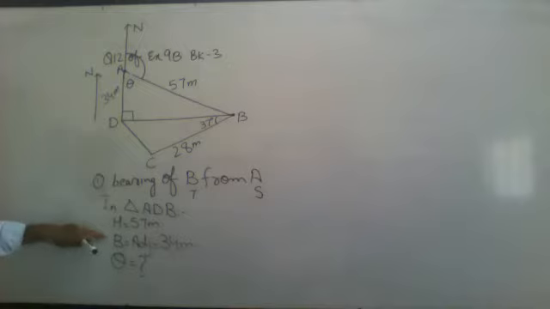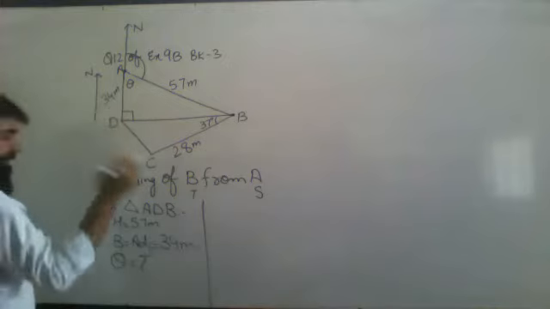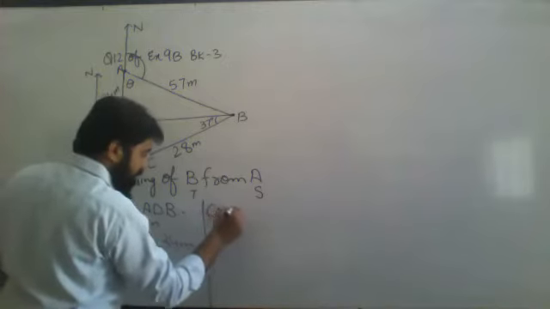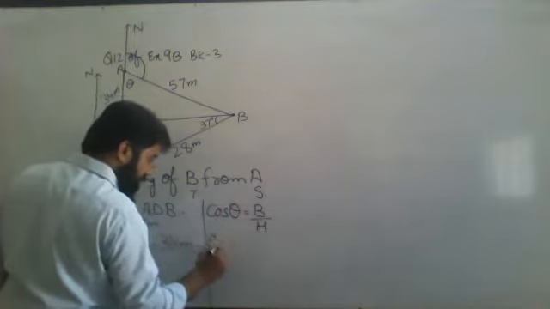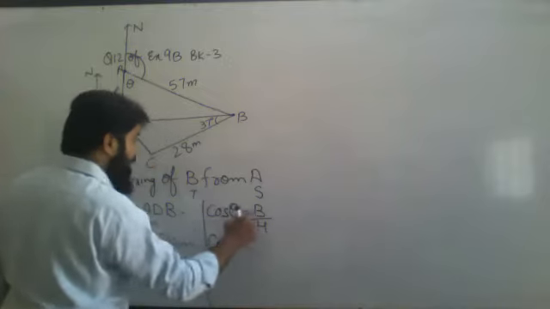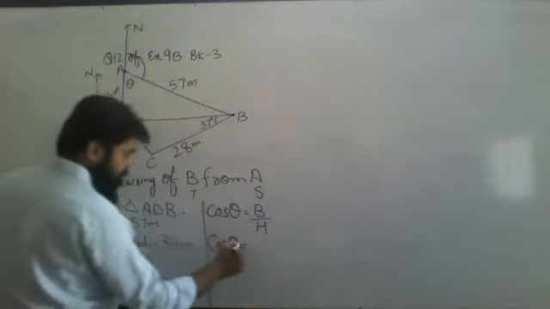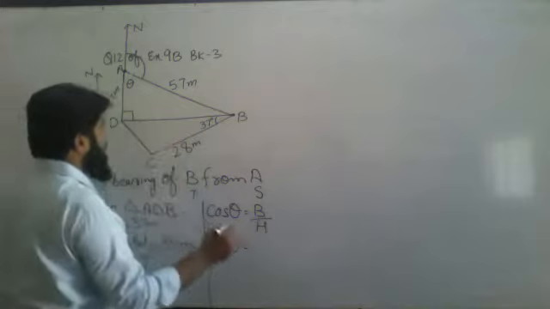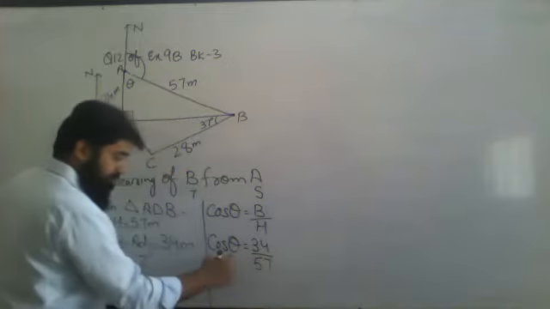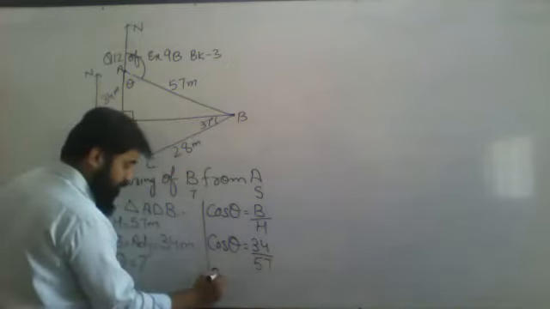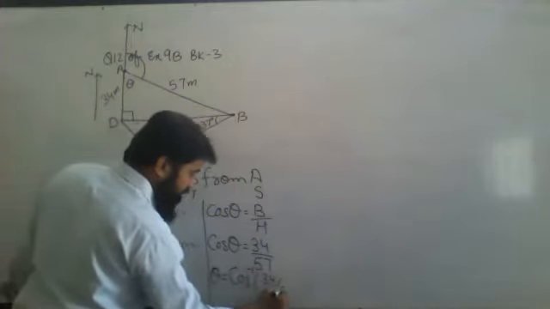Now I have got the base and I have got the hypotenuse. And it's a 90 degree triangle, so I'm going to use a ratio. Cos theta equals base upon hypotenuse. You can also use the word adjacent. So the base is given to me as 34 over 57. I have to find the value of theta. So what will I do? Theta equals cos inverse 34 over 57.